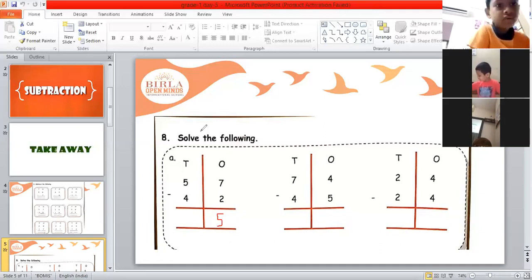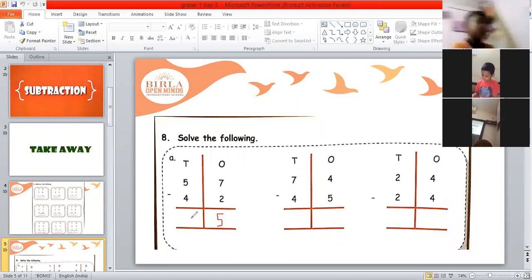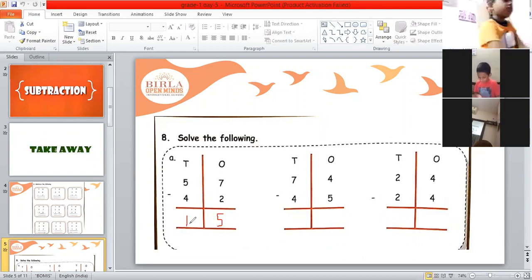5. Yes, show me your 5 fingers. And how many will you remove? 4. Remove and tell me the answer. Yes, what is the answer? 1. So the answer is 15. The answer is 15. Okay.